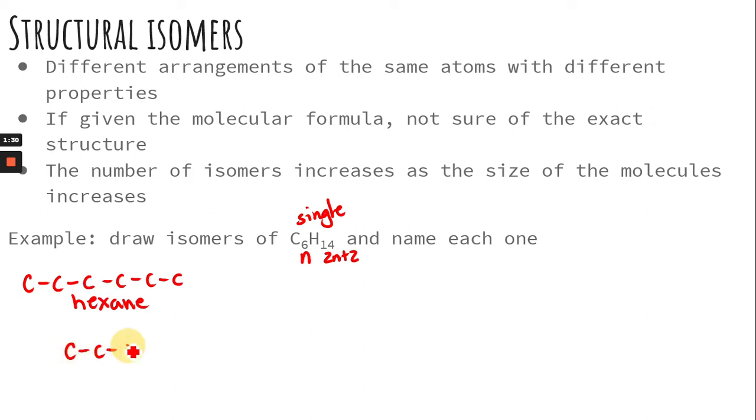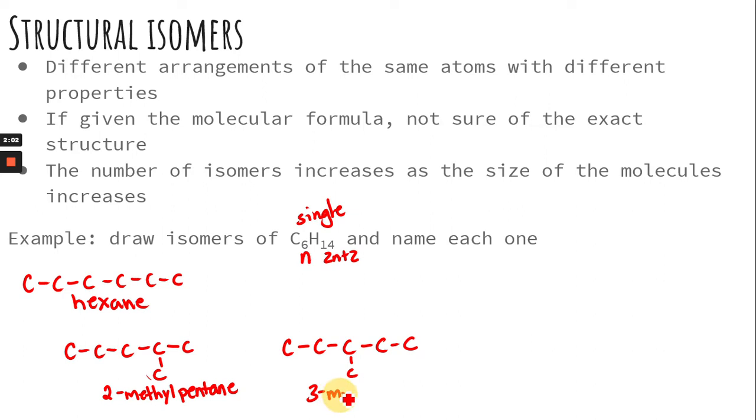You would have a 5-carbon chain and then a side group. So this would be 2-methyl pentane. Now that side chain wouldn't have to be on the second carbon, it could be on the third carbon. So we could draw another structure where the side chain is coming off of the third carbon. So this would be 3-methyl pentane. So these are 3 isomers of C6H14.